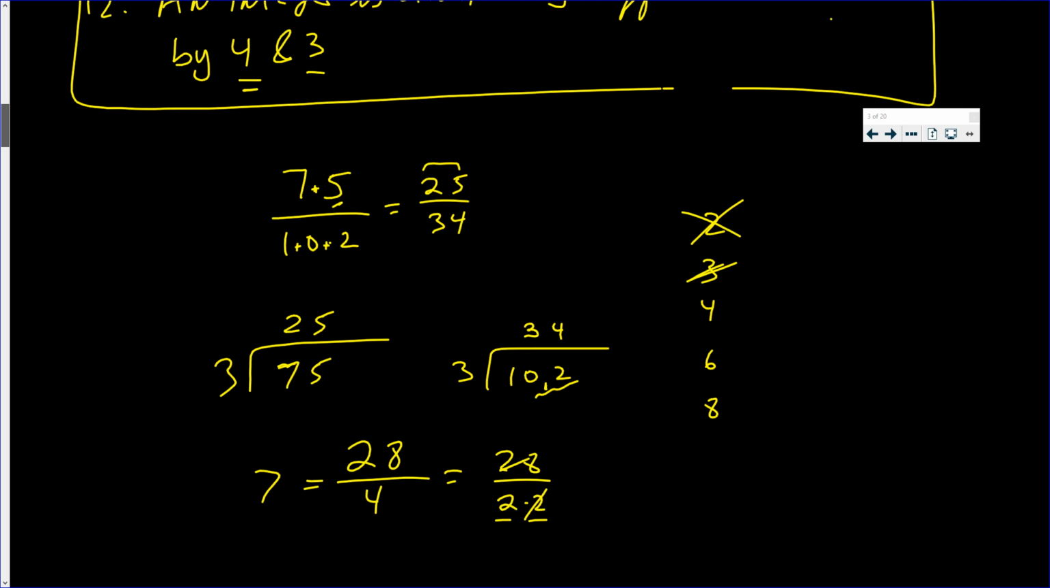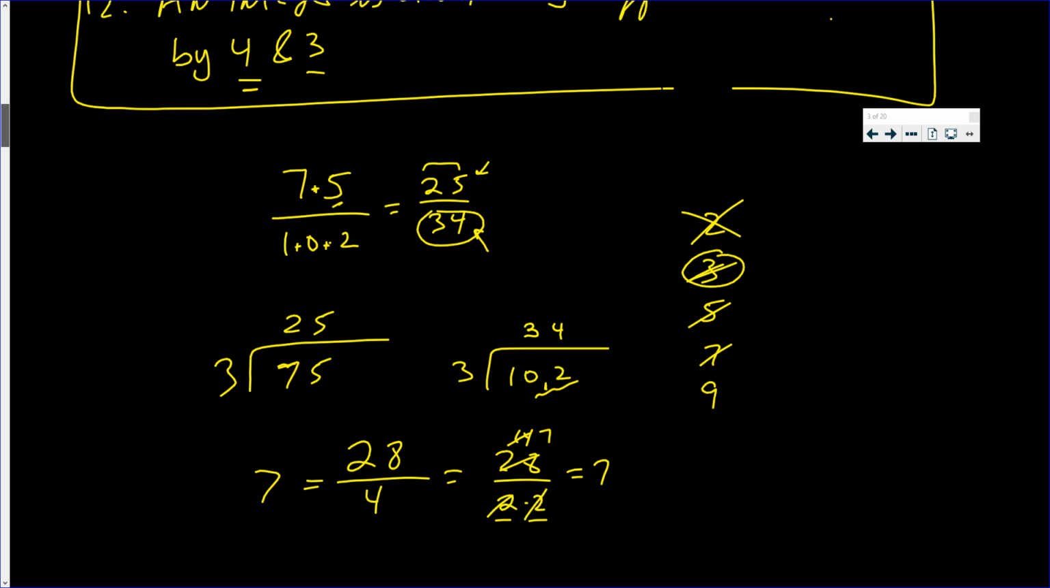2 goes into 28 14 times, and the other 2 goes into 14 7 times. The 2 has to go in. Okay, so we don't try any even digits if 2 doesn't work. So we look at 5. Well, 5 goes into 25, but it doesn't go into 34. What about 7? Well, you should know that 7 times 5 is 35, and that's 1 less. So no, 7 won't go in.